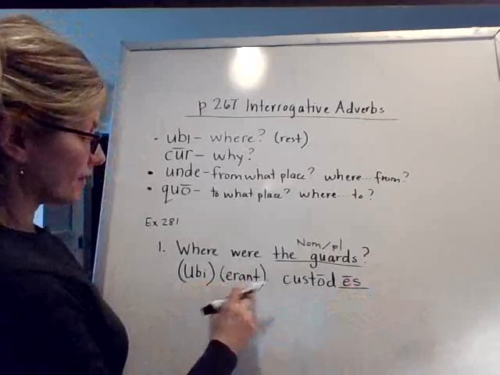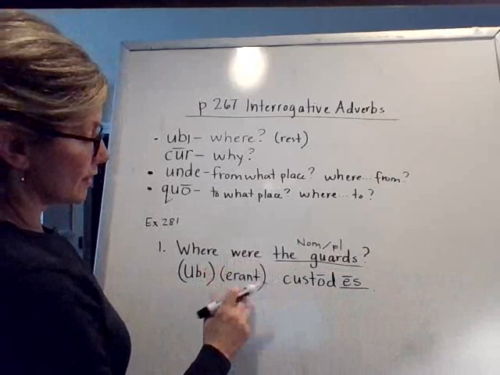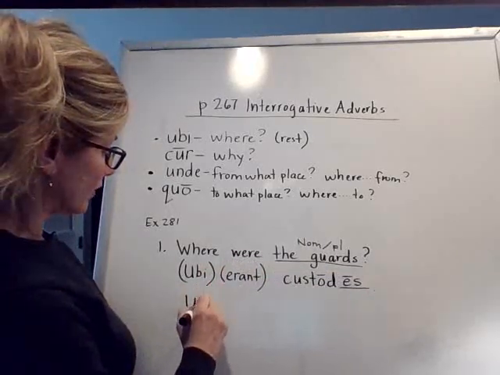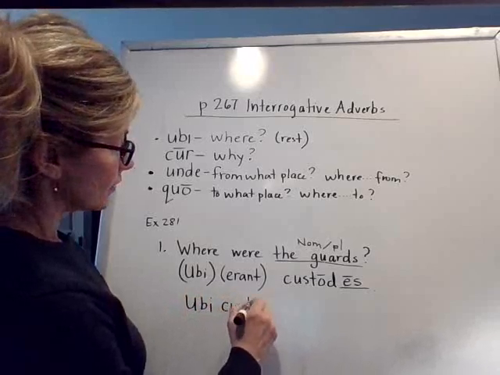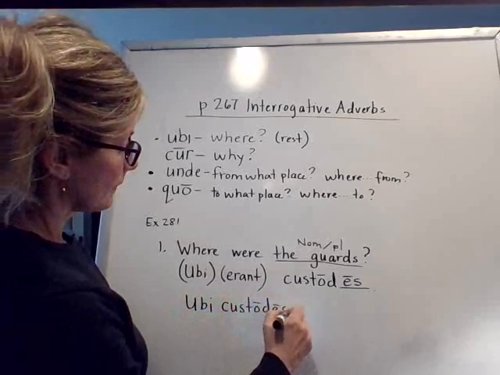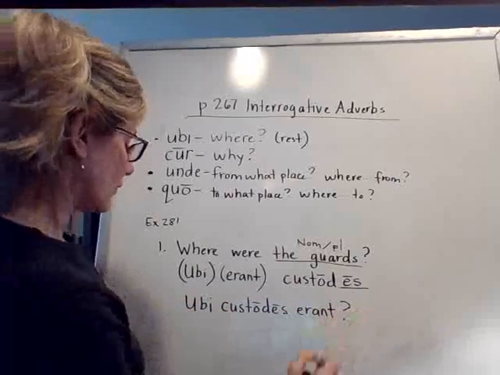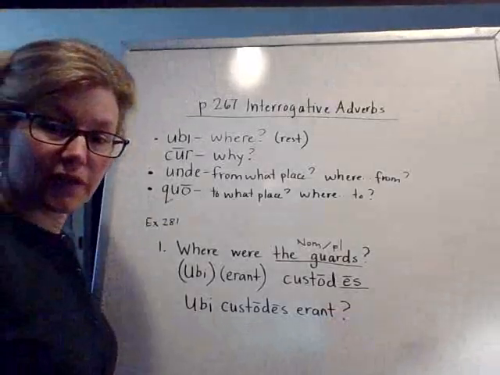And you could actually leave it in this order because we know this verb to be can kind of float around, but we could also just put it at the end. So we have ubi custodes erant, and this is a question, so we need a question mark. Okay, so that's what you need to know for this section.